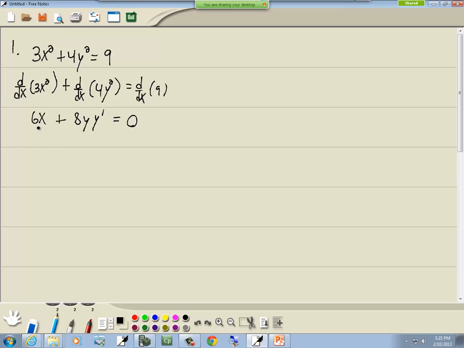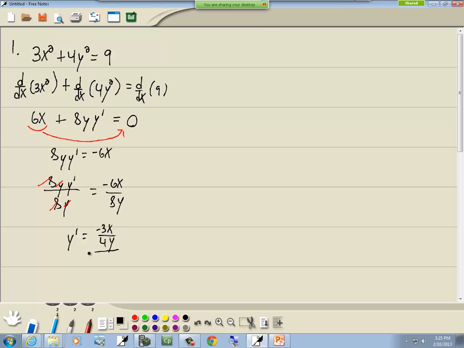Now we want to solve for y prime, so we'll take the 6x to the right side. And we get 8y y prime is equal to negative 6x. And then we'll divide both sides by what's in front of our y prime, which is 8y. So the 8's cancel, those y's cancel, and we get y prime is equal to, 6 and 8 reduce, negative 3x over 4y. And that's our answer.